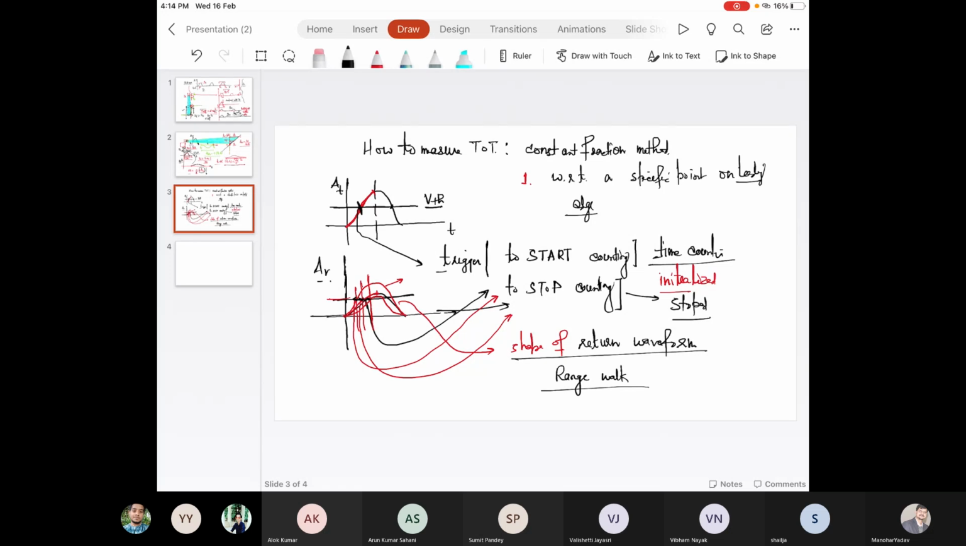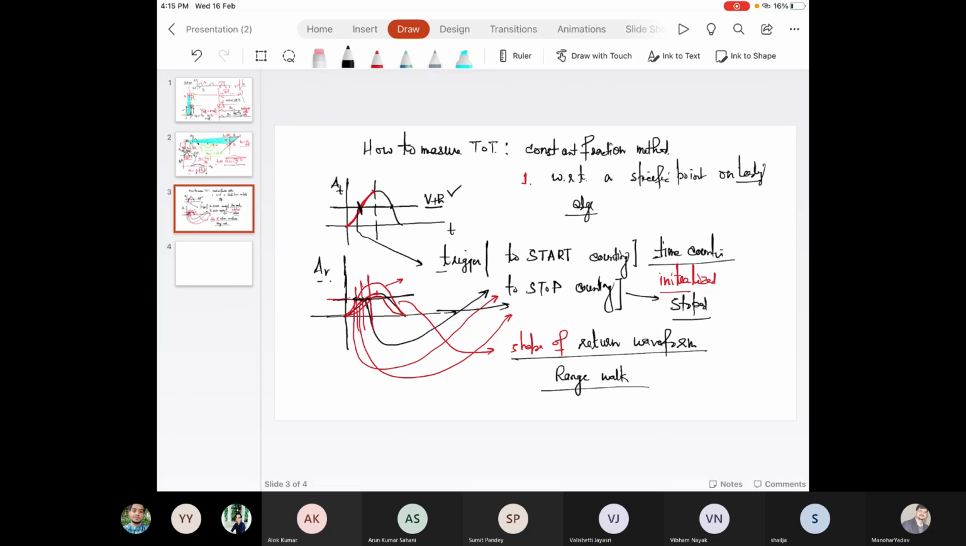Okay, so I would like to quickly summarize the entire process: how to measure time of travel by using the constant fraction method. It means with respect to the maximum amplitude, we define a level lower than that, represented by VTH over here. At the specific point, that is the intersection point of VTH and the waveform, from the leading edge, a trigger signal is generated to initialize the time counter.